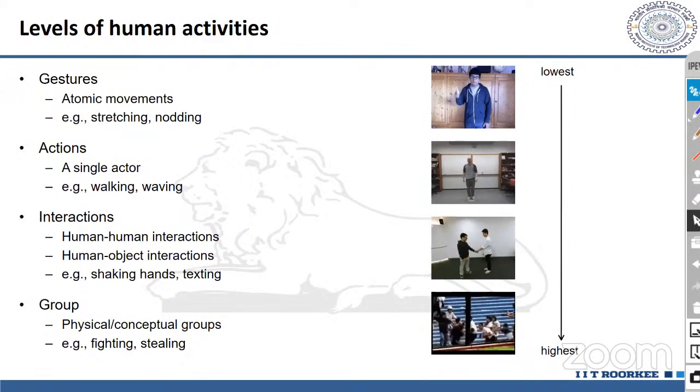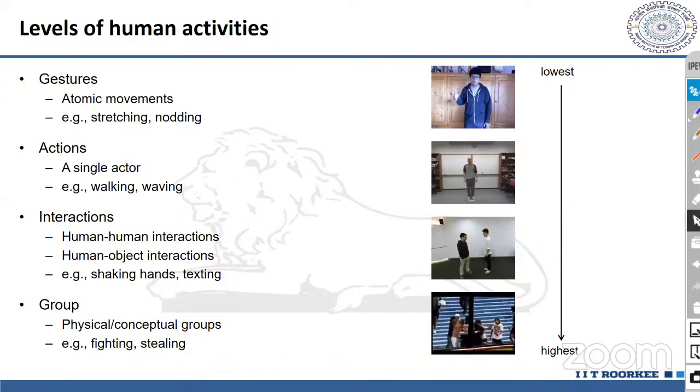The third one is interaction. It may be human-human interaction, human-machine interaction, or human-object interaction. For example, two persons shaking hands is an interaction, or texting on a mobile is a human-machine interaction.